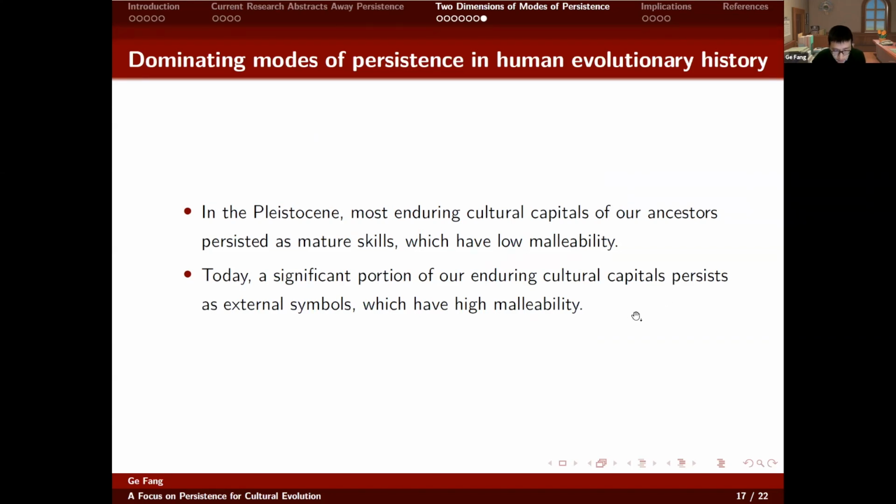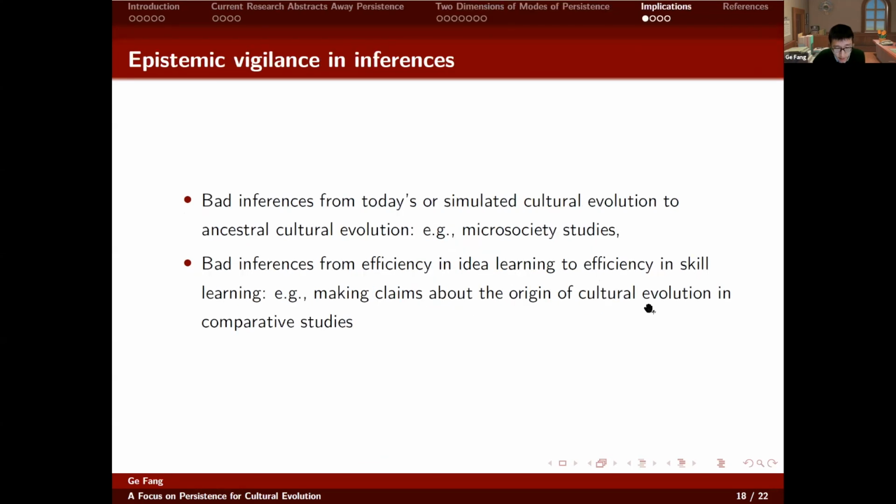Now, let us move on to discuss the potential implications of my framework on existing cultural evolutionary research. The first point to note is that we should remain epistemically vigilant toward inferences across modes of drastically different degrees of malleability and durability. This would mean that we should not infer from today's or simulated cultural evolution to ancestral cultural evolution, or infer from social learning capacity of ideas to social learning capacity of skills.